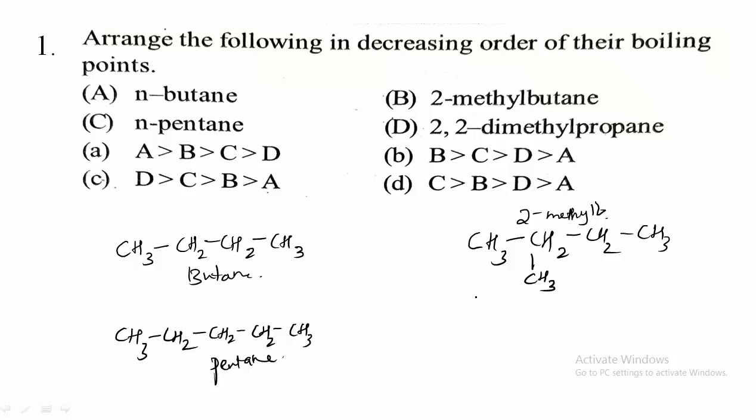Okay. Then 2,2-dimethyl propane. Dimethyl propane means, so CH3, C, CH3. Okay, CH3, CH3. And dimethyl, 2 methyl groups are attached to second carbon atom. So this H will be removed. So it is said to be 2,2-dimethyl propane. So these are all the structures of the given options. Now in this case, which one is having higher boiling point?